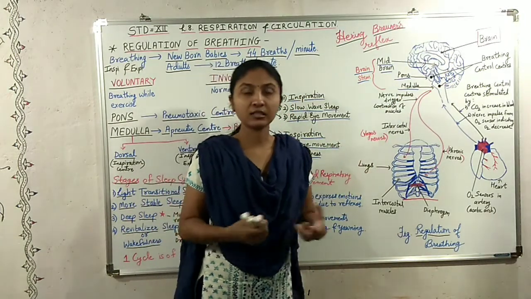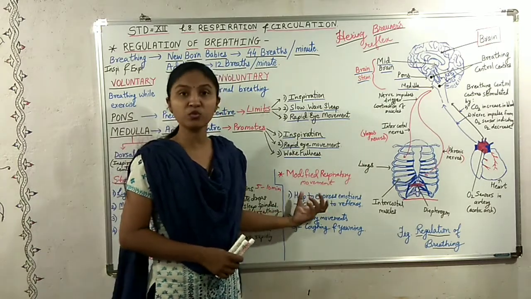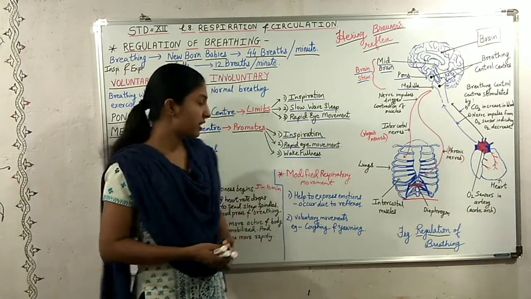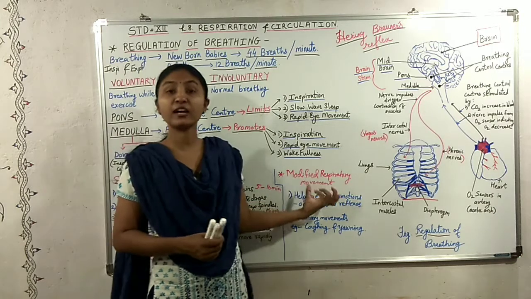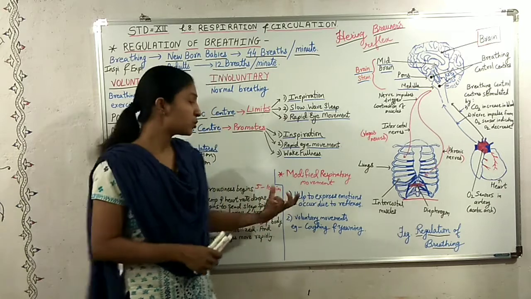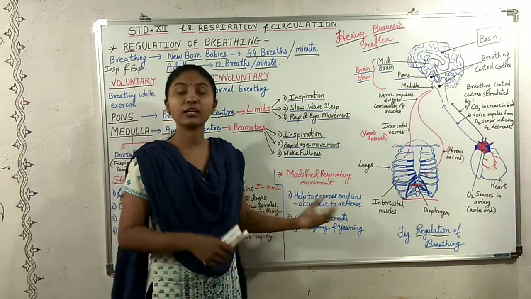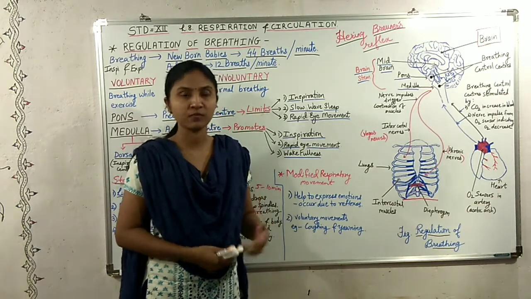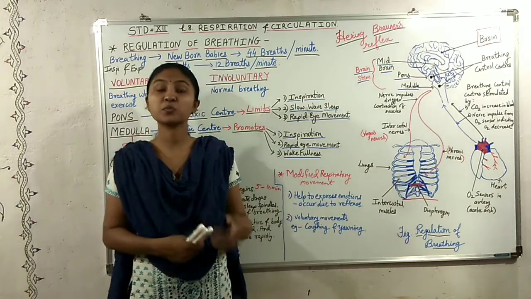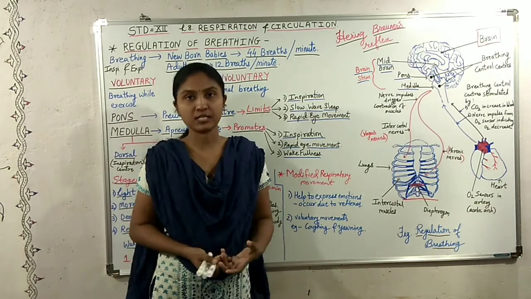Now there is another term called modified respiratory movements. Modified respiratory movements are different from the normal respiratory movements, and they are of two types. First, those that help in expressing the emotions. These movements help in expressing emotions, and they occur due to reflexes.